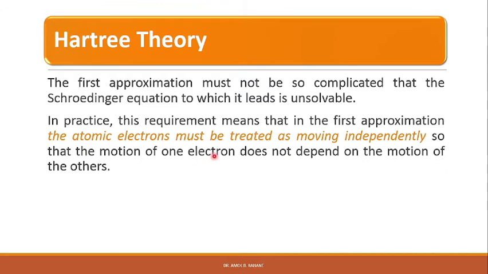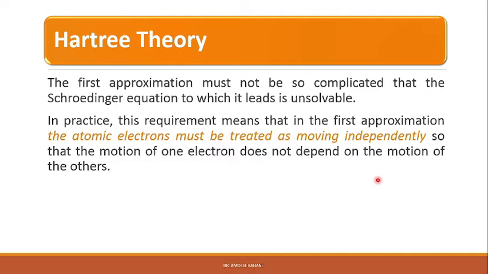In practice, this requirement means that in the first approximation, the atomic electrons must be treated as moving independently, so that the motion of one electron does not depend on the motion of the others. So in the first approximation, we are considering all the interactions of the electrons, that means electrons and nucleus, and electrons and electrons, we must take into account. These interactions are called Coulomb interactions.